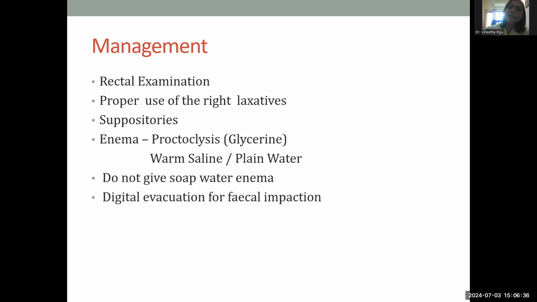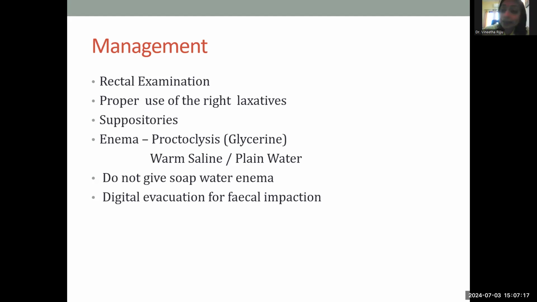The family has to be counseled when they are placing the suppository. You can tell the patient if he or she is placing it themselves, or you can tell the family if the family is placing it for the patient, that it has to be in touch with the mucosal membrane of the rectum. It is not just that they insert it, and for all you know, it is inserted right into the fecal mass, which is not going to have any effect. So the proper use of the right laxatives, suppositories, enema.